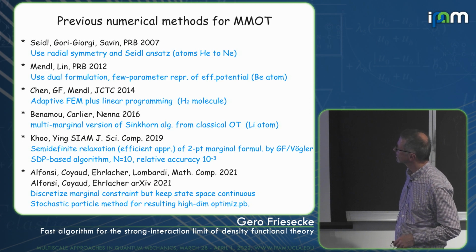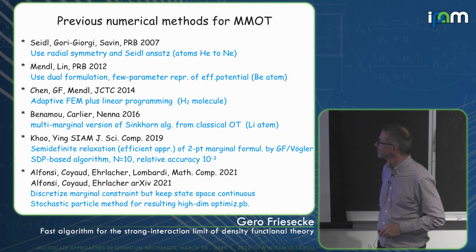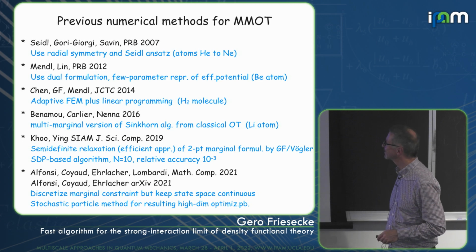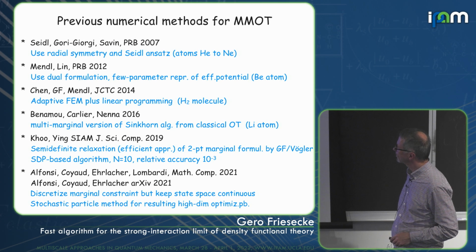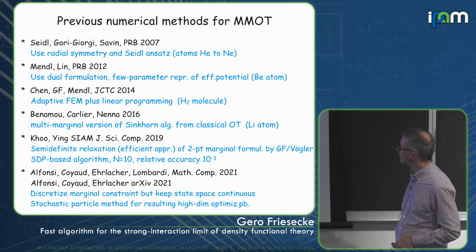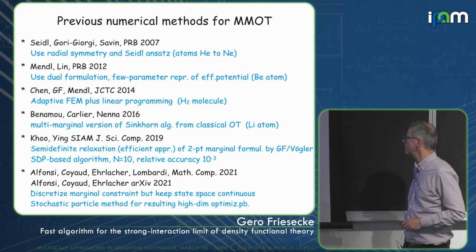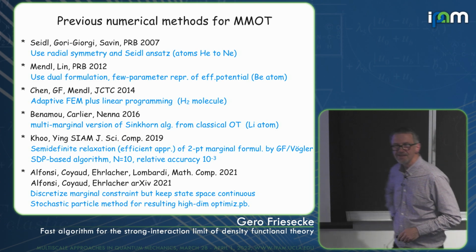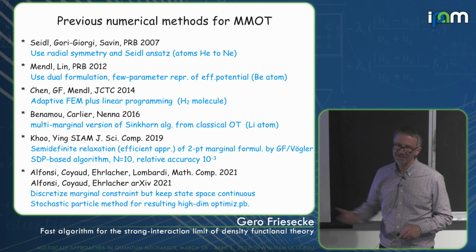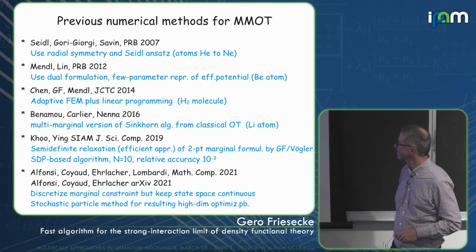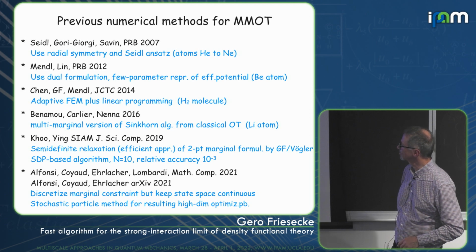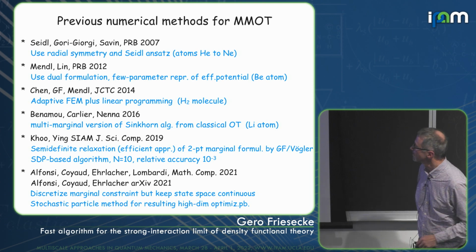And then Yuhao Ku, who's also in the audience somewhere, with Lexing Ying, they had a very nice algorithm by semi-definite relaxation of a two-point marginal formulation by us. So we gave an exact reformulation by two-point marginals, and they found a very efficient approximation, which is computationally much simpler and could push it to kind of 10 electrons.